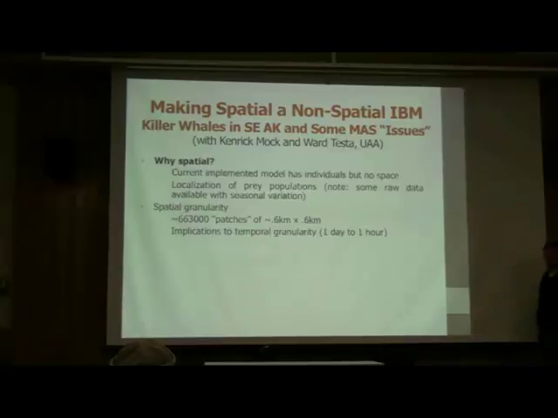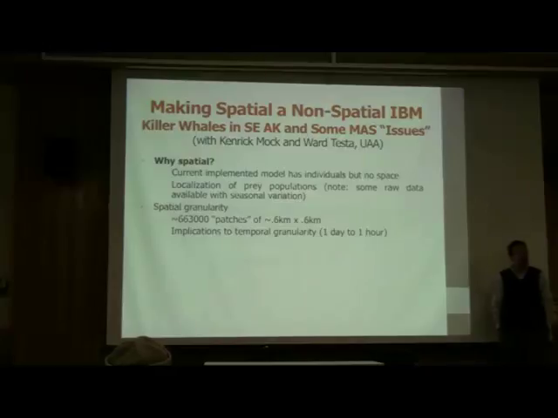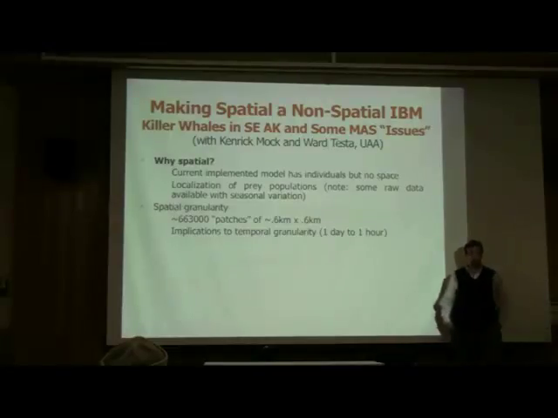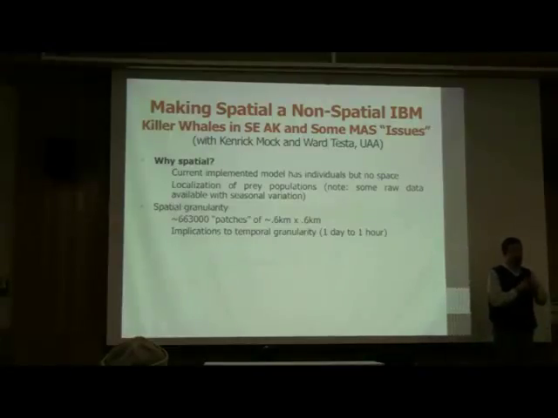So one of the first questions we had to answer is, what is the spatial granularity? What identifies a single discrete place in space, a single discrete spatial unit? In NetLogo terms, we call these patches. Then what we eventually settled on was a patch of approximately 0.6 kilometers by 0.6 kilometers. That would be a distinct, discrete spatial unit.